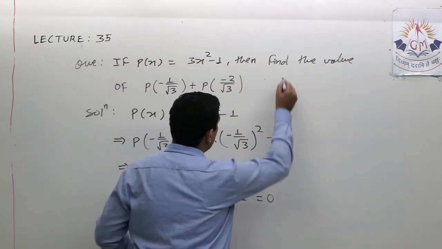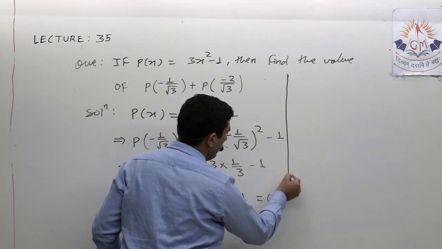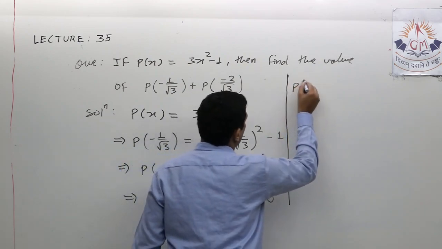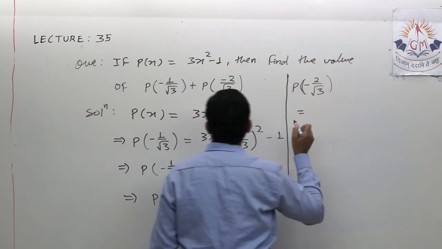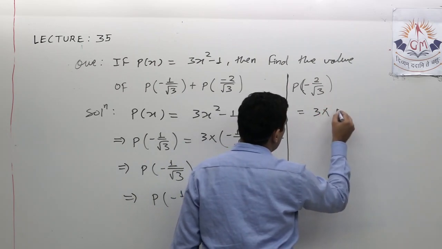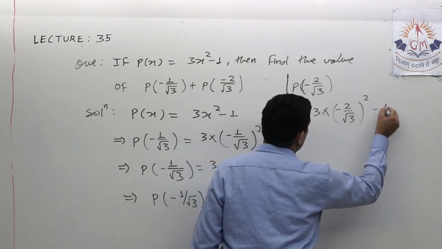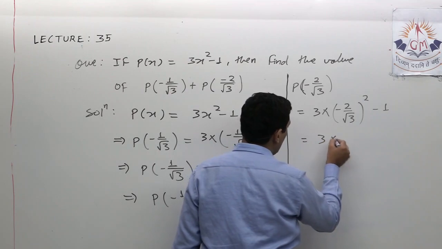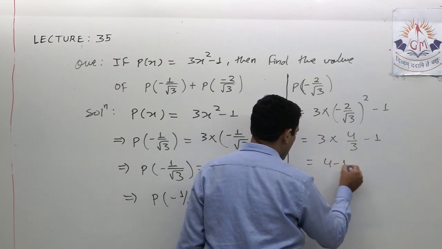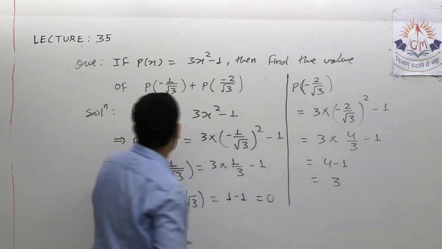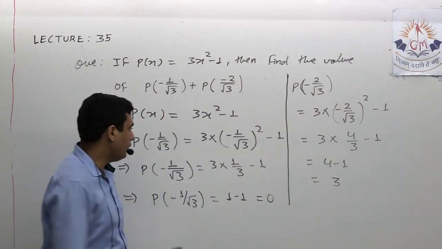Now we have to obtain the value of p of minus 2 upon root 3. So let us find it. p of minus 2 upon root 3 is equal to 3 into minus 2 upon root 3 square minus 1. That is 3 multiplied by 4 upon 3 minus 1. This 3 and 3 will cancel out, so 4 minus 1, that is 3. So here this value is 0 and this value is 3, so the final answer will be 3. 0 plus 3 is 3.